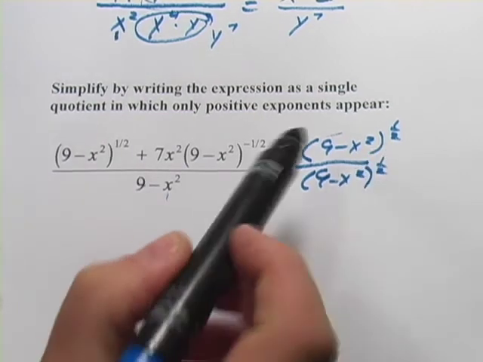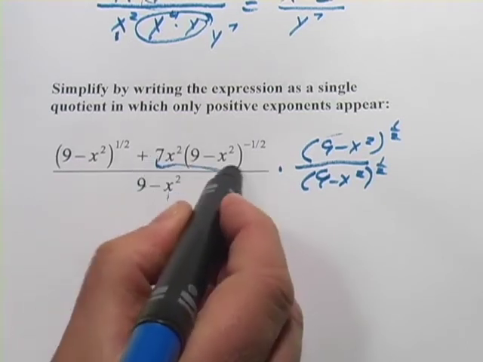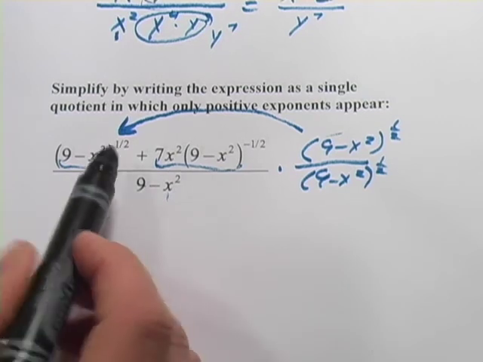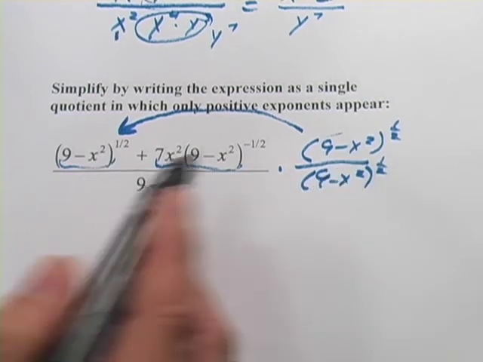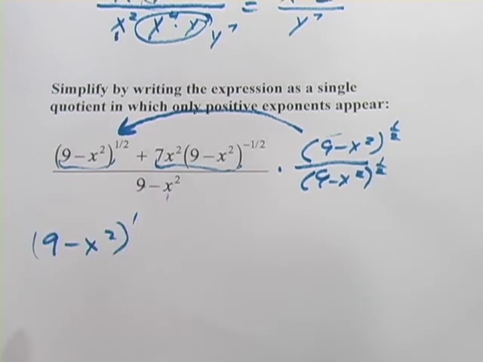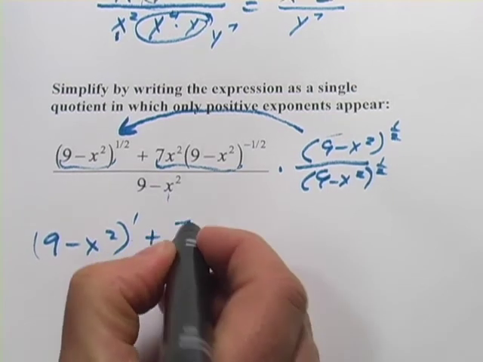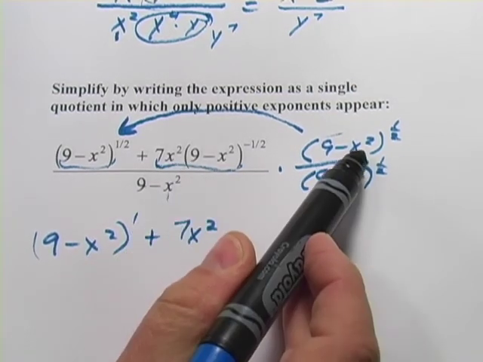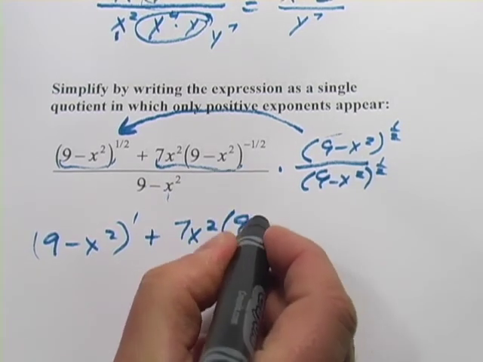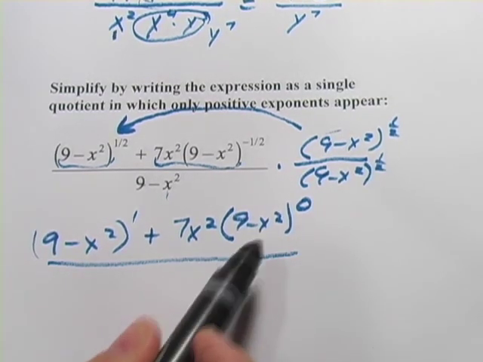So let's do this. I have to multiply this by each term, and I've got two terms here. There's this term and this term on the top. So I multiply it there. 9 minus x squared to the 1/2 times 9 minus x squared to the 1/2 is 9 minus x squared to the 1. So we're just adding the exponents. Now I've got plus, and I've got my 7x squared, and 9 minus x squared to the 1/2 times 9 minus x squared to the negative 1/2 is 9 minus x squared to the 0. And I mentioned that's 1. We'll simplify that in a second.